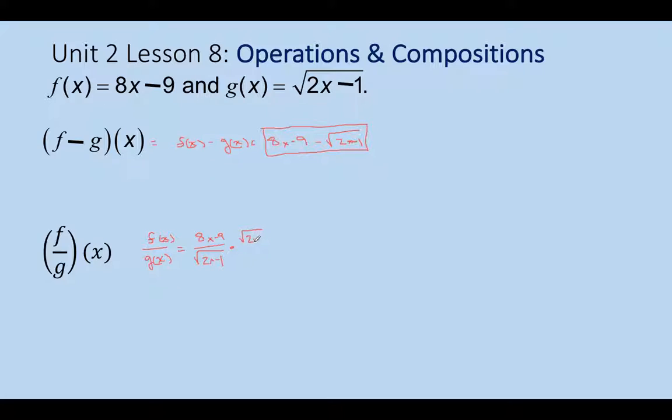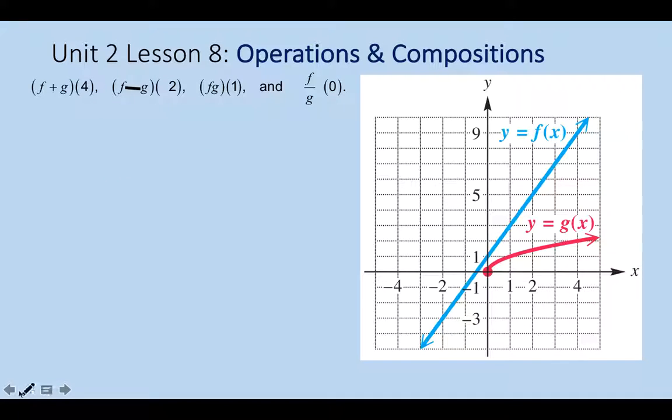So radical 2x minus 1 over radical 2x minus 1 here. On the bottom, we just wind up with 2x minus 1. On the top, well, we have 8x minus 9 times radical 2x minus 1. All right, so there we go.